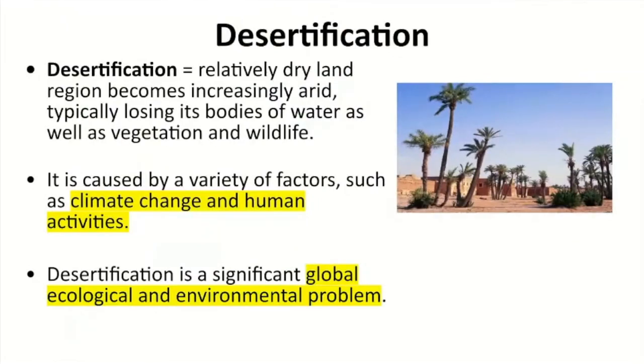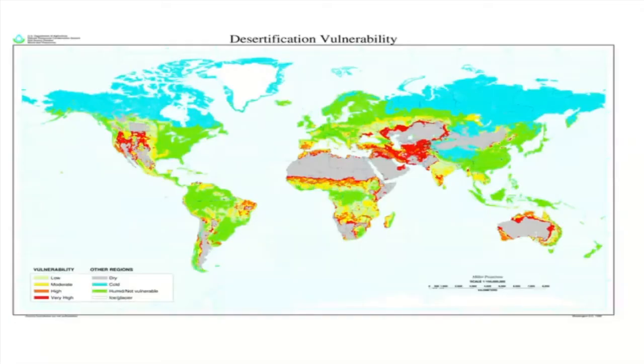Desertification, what does that mean? It's a funny word, Mr. D. It's a relatively dry land region. It becomes increasingly arid, even more dry, typically losing its bodies of water as well as vegetation and wildlife. So any body of water that's in a desert would dry up, or under the ground, the groundwater where you would sink wells and extract that water, they dry up as well. It causes conflict. So it's caused by a variety of factors, such as climate change and human activities. It's a significant global, ecological and environmental problem on planet Earth. And this is what we're talking about.